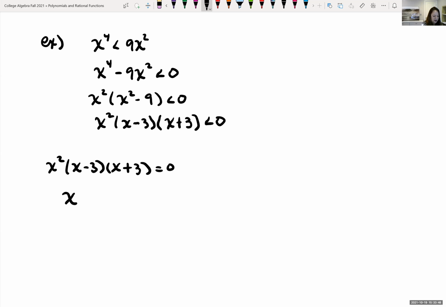And these are when x squared equals 0, so that's x equals 0. When x minus 3 equals 0, so x is 3. And when x plus 3 equals 0, so when x is negative 3. So we're putting those values on our number line.